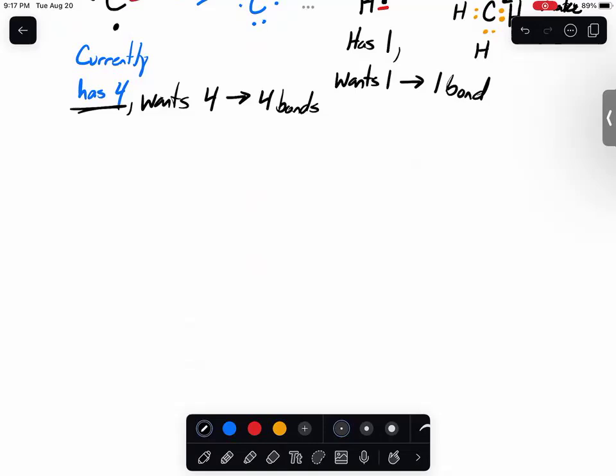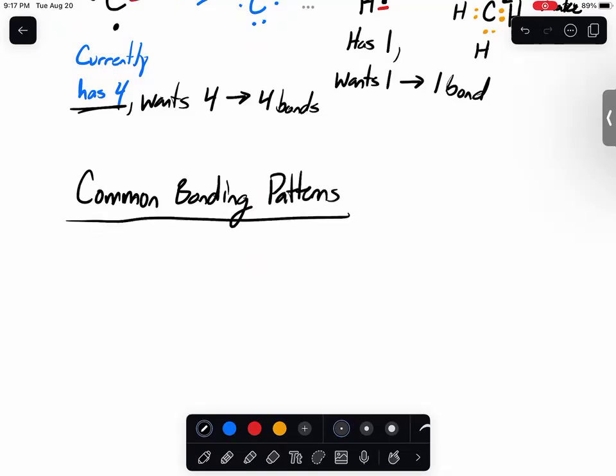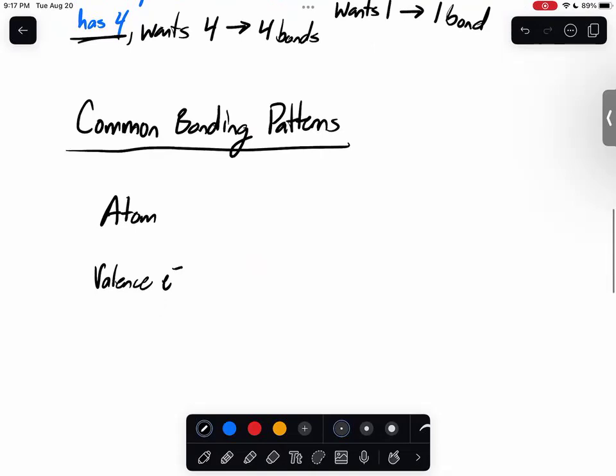So looking at these, right, these are going to be our common bonding patterns. We see that based on the atom and its valence, we will end up seeing some number of bonds. Right, so there's our valence electrons. Here is our number of bonds that they want. And we're going to actually take a look at hydrogen. We already talked about that. We already talked about carbon. We're also going to look at nitrogen, oxygen, and something like fluorine, which is a halogen.